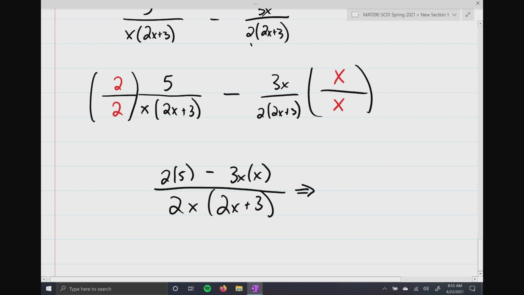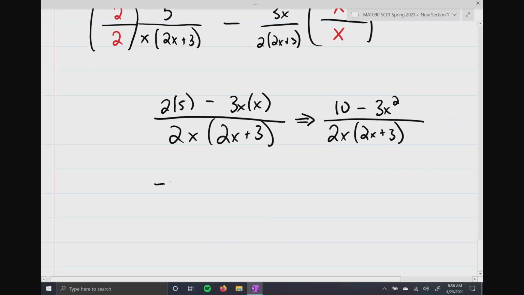Now I'm going to go ahead and start simplifying some stuff. My denominator stays the same. It's already factored. Leave it like that. The numerator, 2 times 5 is 10. And negative 3x times x is going to be minus 3x squared. So real quick, personally, I would rewrite the numerator in descending order because that's what I like.